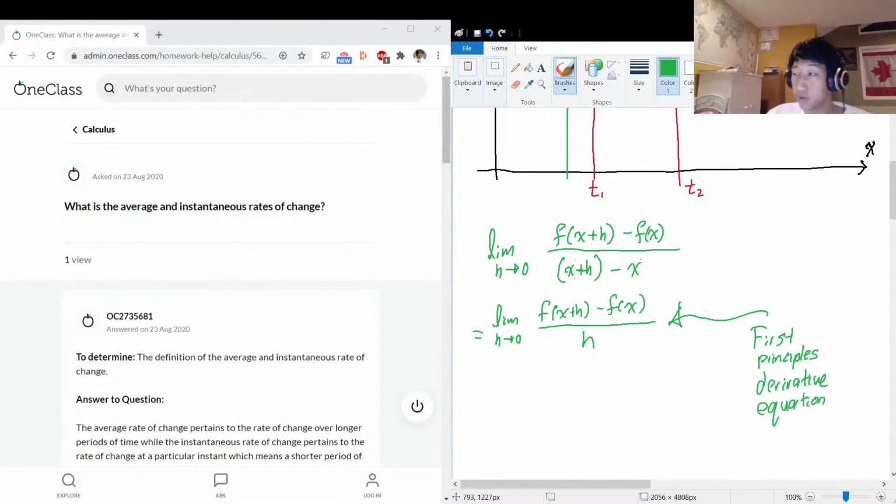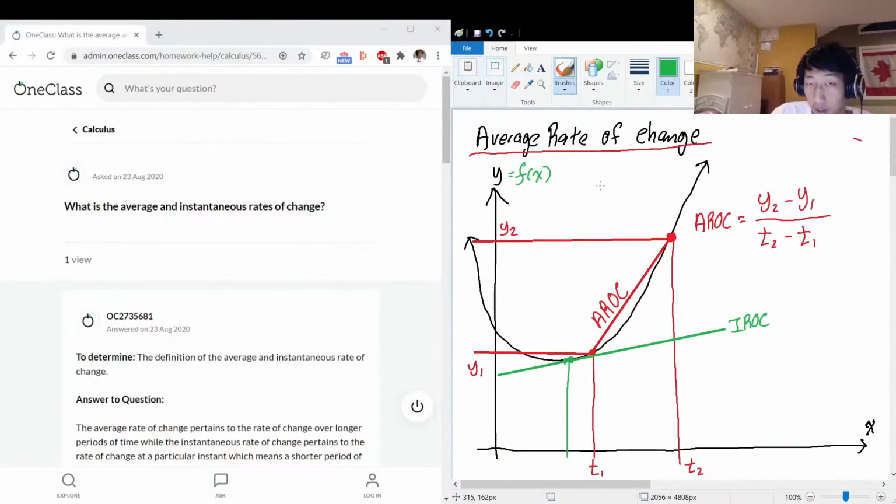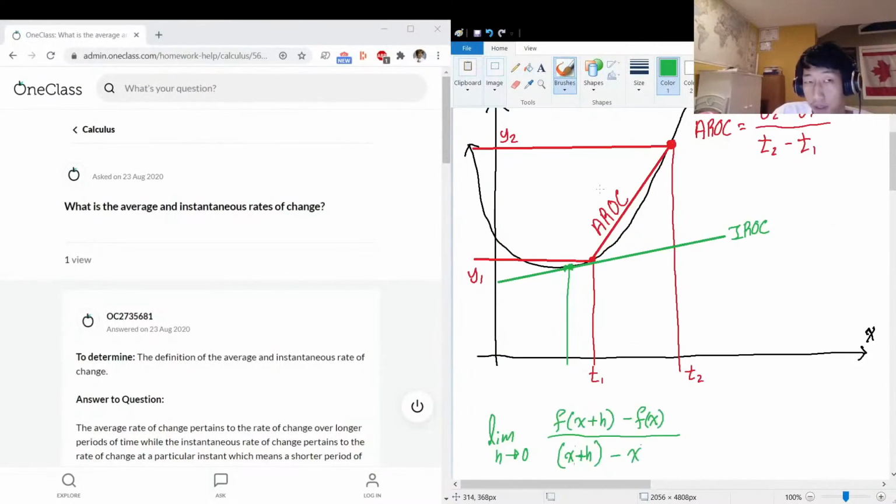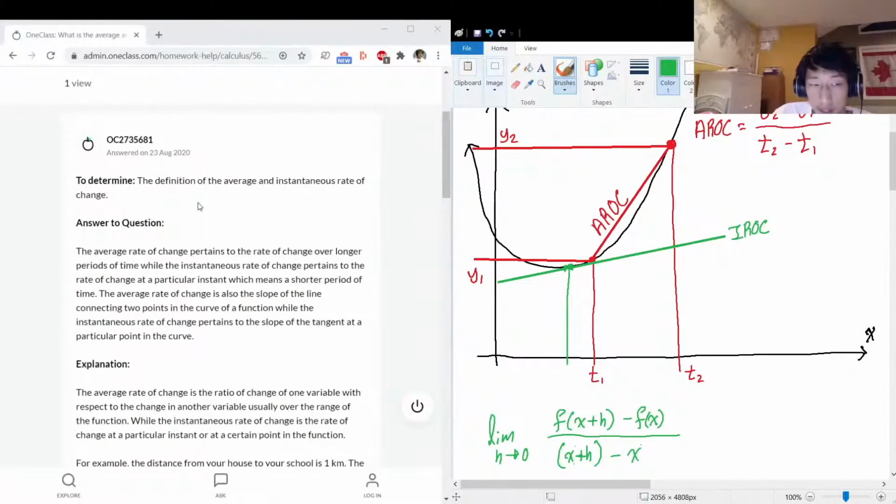I think Isaac Newton was one of the pioneers behind this equation way back in the 1600s or something like that, a couple of years before I was born. But yeah, this would be how you find your IROC. And another way of saying finding your IROC is finding the derivative. And there are a lot of shortcuts. Of course, you can find most derivatives this way, but there are typically easier shortcuts. Okay, so that would cover average and instantaneous rates of change.